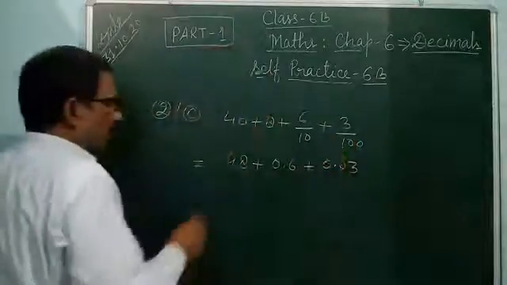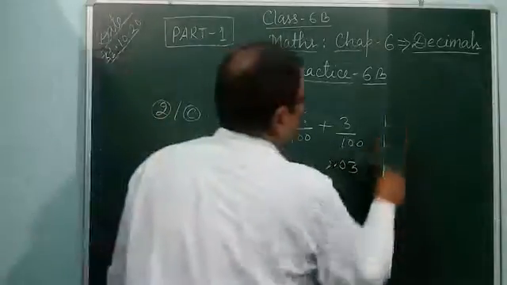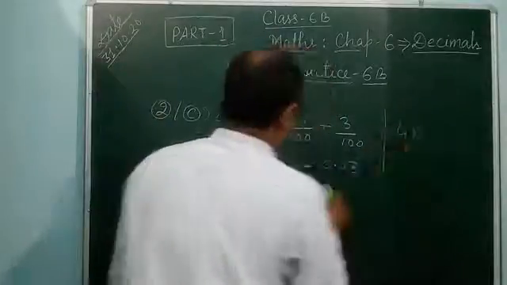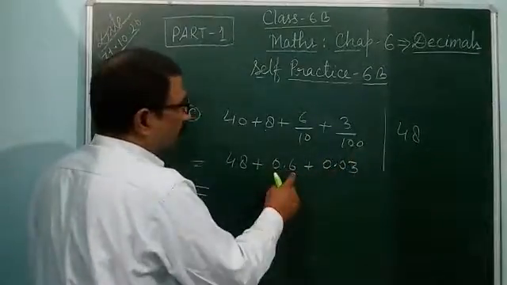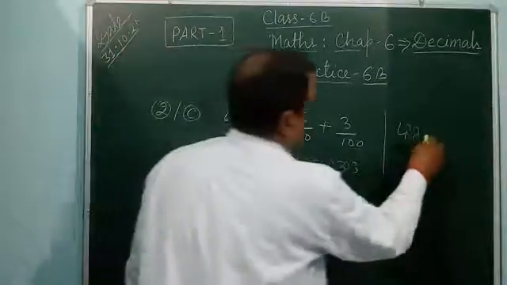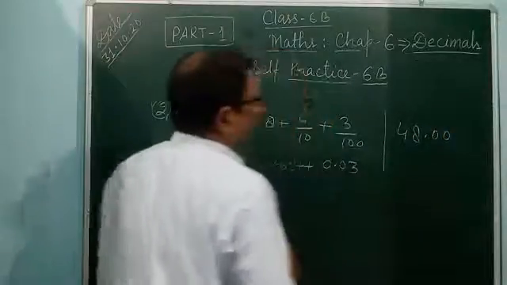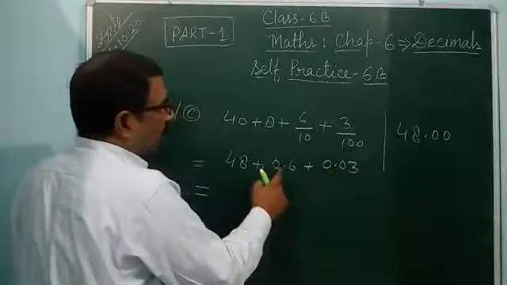After that you can add together. This is 48. How many digits are there after the decimal? This is 0.6, this is 0.03. The most is two digits after the decimal, so after 48 you can write two digits like that, 48.00, because here we have 0.03 and then 0.6.